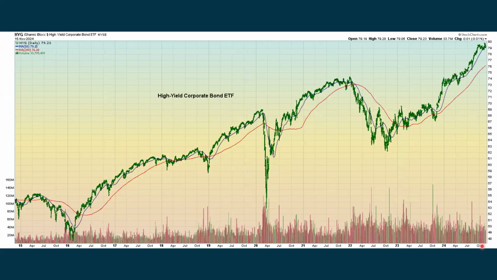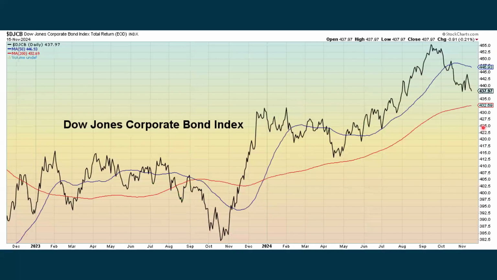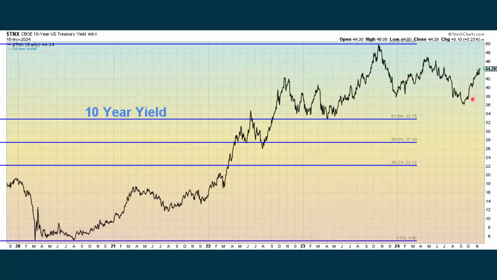High yield bonds, we know them as junk bonds, just coming off of recent all-time highs, coming down to its 50-day moving average. And this has a tendency to follow what the S&P 500 is doing too. Investment grade bonds, more conservative, seeing some pullback as interest rates have been going back up, but not quite down to their 200-day moving average. Corporate bonds also still in an uptrend, but seeing some recent weakness here. And then these are not really telling us anything.